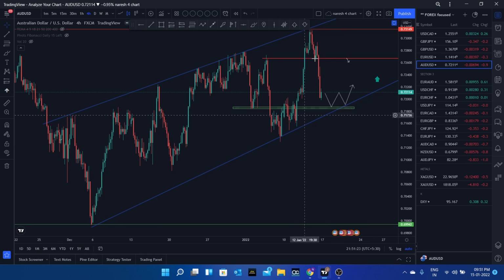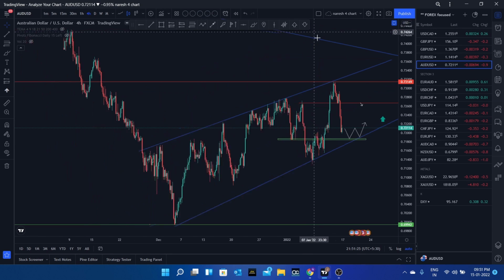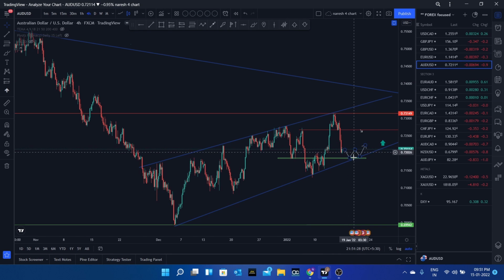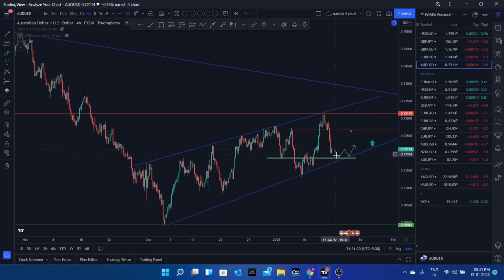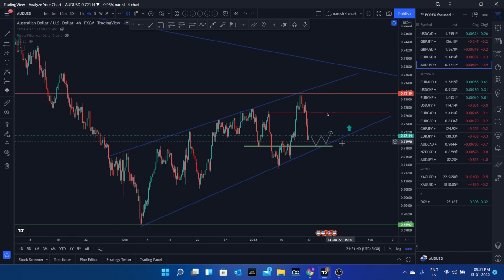It took a rejection from this point, and it came down very fast because this is in a downtrend. I'm expecting it can again take support, and if it reaches this level and you are able to see some kind of rejection or pattern at this level, you can go for a short entry, guys, and take this as your first target. If it breaks this point, you can go for this as your second target, guys. So we are having a very good opportunity in AUD as well.